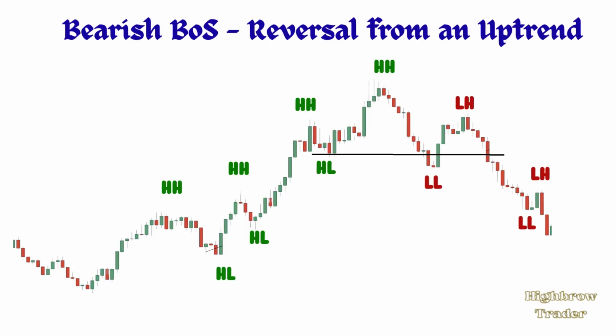In an uptrend, price makes higher highs and higher lows. But when a key higher low breaks, the market structure starts to weaken. This is a bearish break of structure, showing sellers gaining strength. After this, price often begins making lower highs and lower lows. Notice how momentum changes after support breaks.